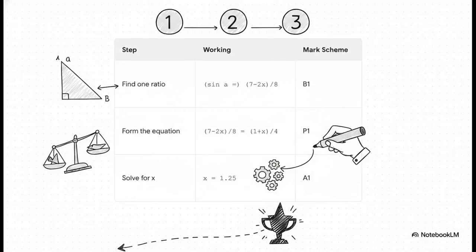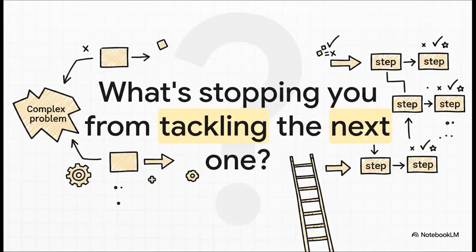So let's just trace our steps to those full 3 marks. We got the B1 mark for just finding one of the trig ratios, then we got the P1 process mark for setting up the equation correctly, and finally the A1 accuracy mark for solving it and getting 1.25, or any equivalent answer. So you see, the big takeaway here is that even a tricky-looking question can be broken down into simple, logical steps, and every single one of those steps can earn you marks. So showing your work isn't just about being tidy, it's the best strategy you have for getting the grade you deserve.